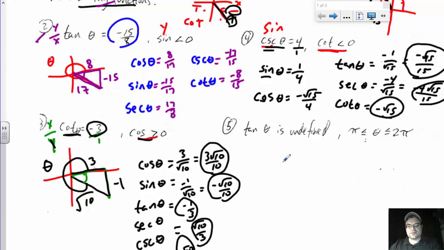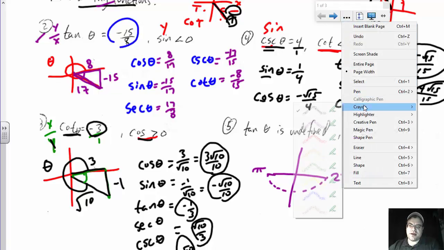So number 5, we're on this. Tangent is undefined and is some angle between pi and 2 pi. Here's pi, here's 2 pi. So it's going to be some angle between here and here. What it tells me right away, though, is that tangent's undefined, and that pretty much tells me where this answer is going to be.